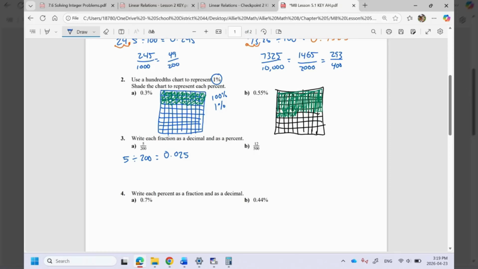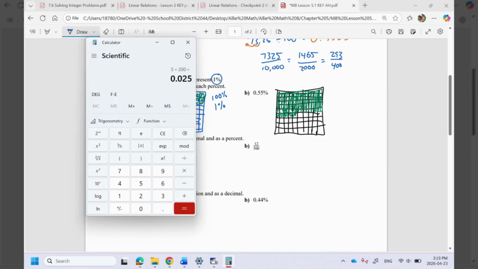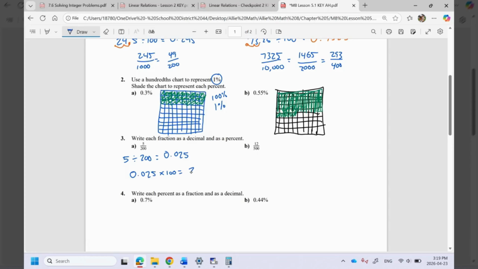And then to get from decimal to percent, we can go decimal times 100. And let's see what we get. 2.5%. Okay, not so bad. And I would say that makes sense, right? Like 1 out of 100 is going to be 1%. If we think about this out of 100, it would be like half of the numerator.